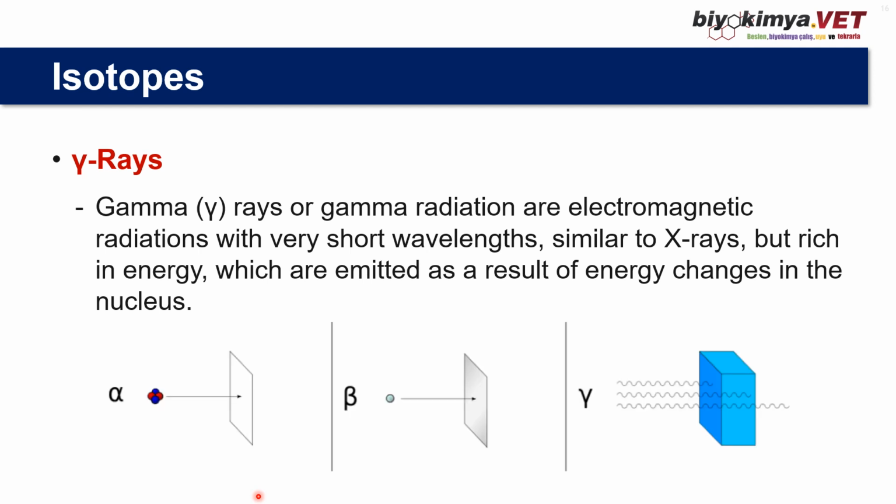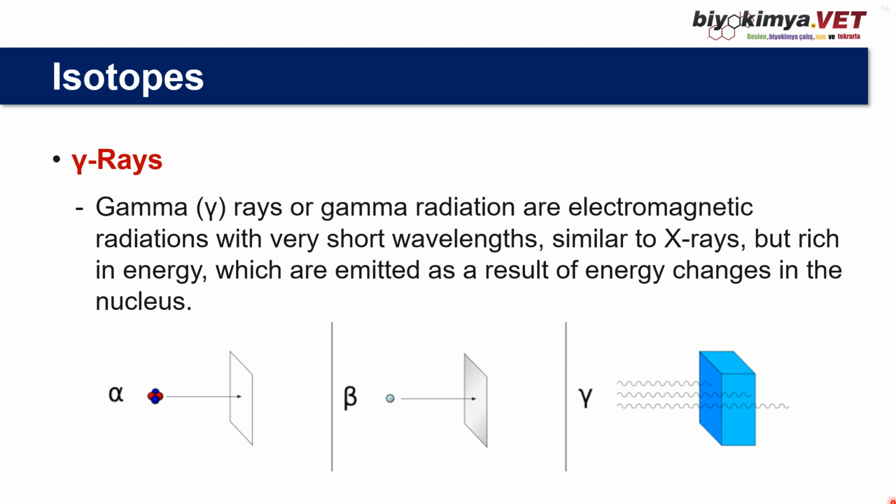Here you see a good illustration showing the effect of alpha particles, beta particles, and gamma rays. Alpha radiation consists of helium nuclei and is easily stopped by just a sheet of paper. Beta radiation consists of electrons or positrons and is blocked by a thin sheet of aluminum. But to stop gamma radiation, it is necessary to shield with dense materials such as lead, steel, or concrete.